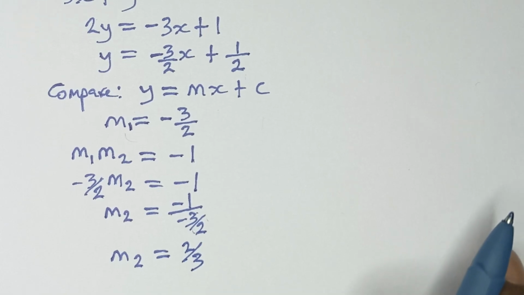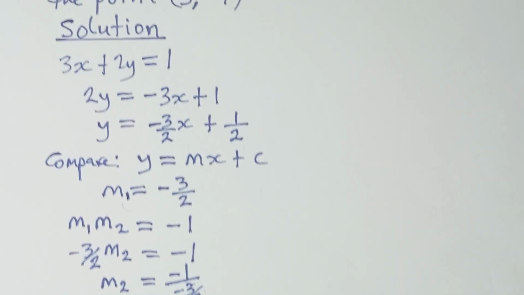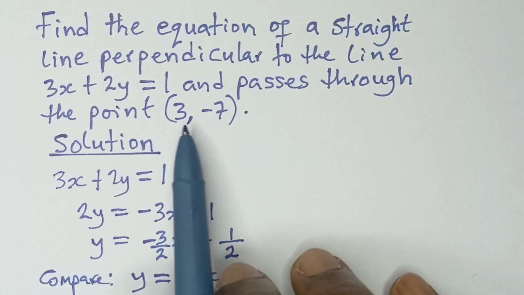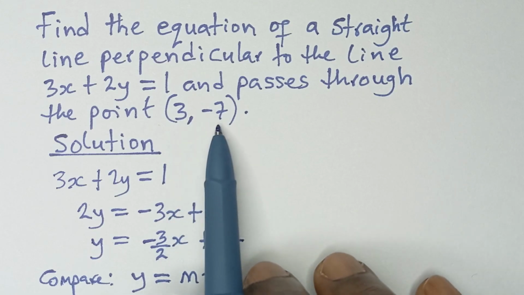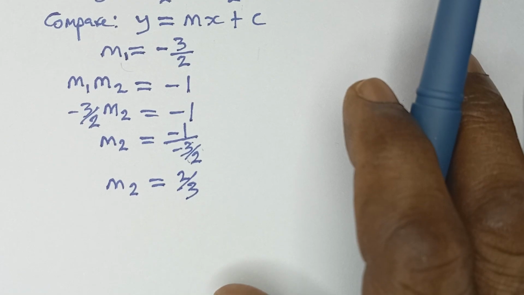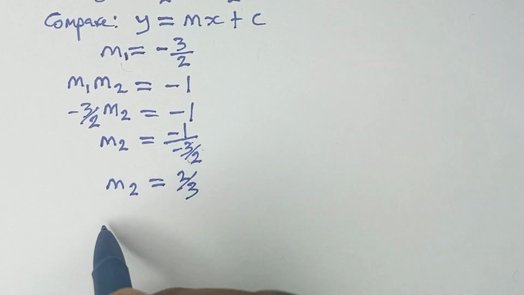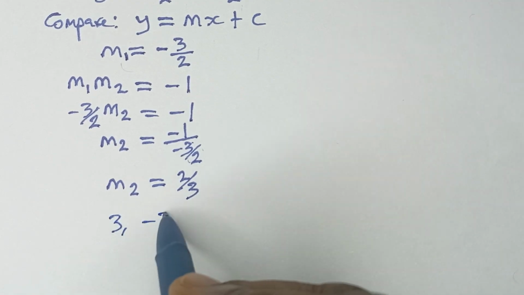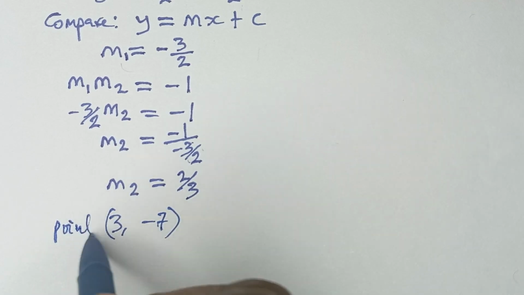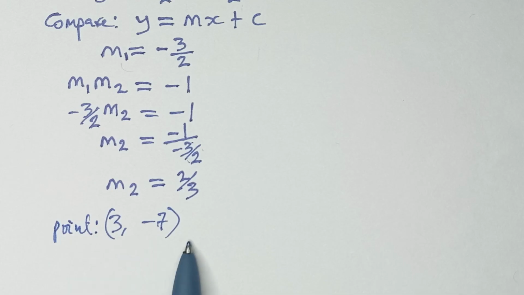And now don't forget that the point from the question, the point on the new line that we're looking for, is this point that you can see here. Coordinate 3 for x and coordinate -7 for y. So if we bring that point here now, I'll take the point as 3 and then -7. That is the point. This is the point on the new line that we want to find the equation.